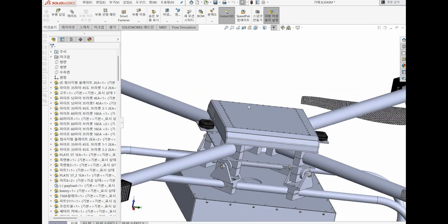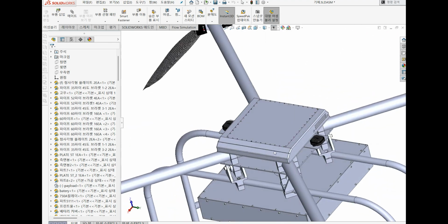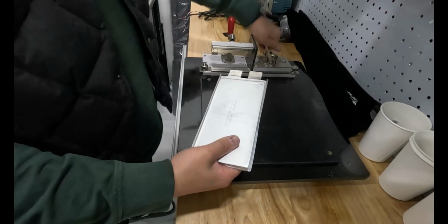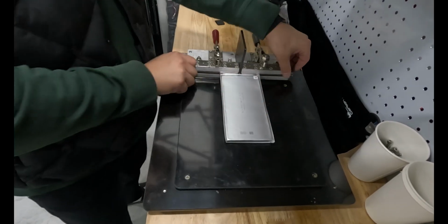But scaling it up introduces new challenges. Weight grows exponentially, and small inefficiencies start to become dangerous.